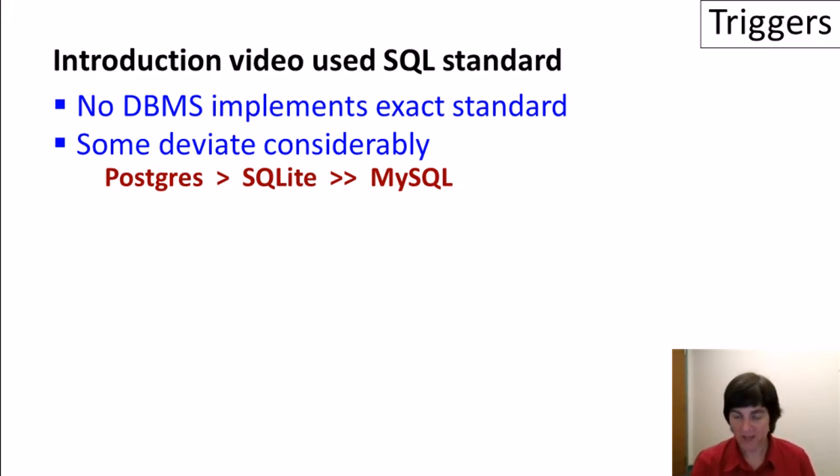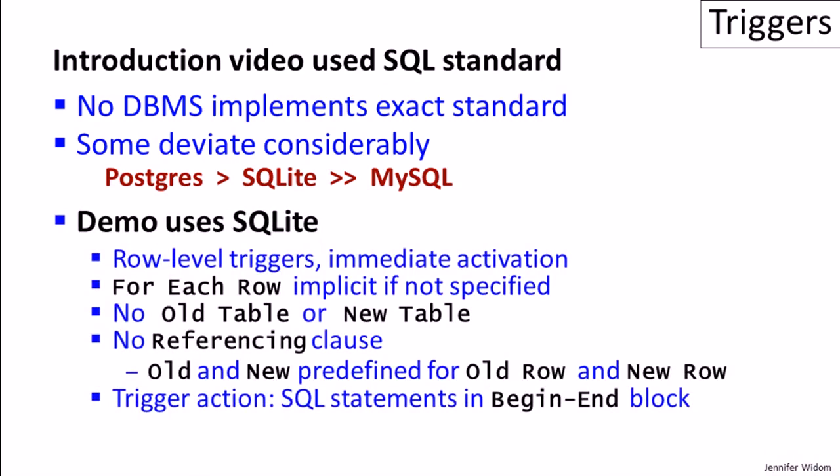SQLite follows Postgres and is also quite expressive. MySQL is considerably less expressive, mostly with some limitations it has in how triggers can interact. So again, we're using SQLite for our demo, and just a few of the differences from the standard. It has row-level triggers only, no statement-level triggers, and an immediate activation semantics. FOR EACH ROW can be specified in triggers, but if it's not there, it's still a row-level trigger.